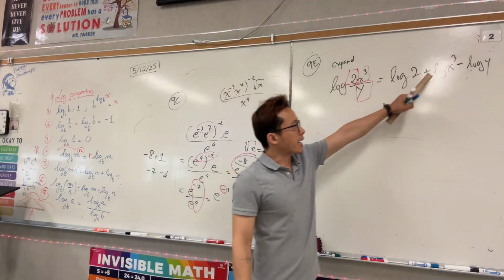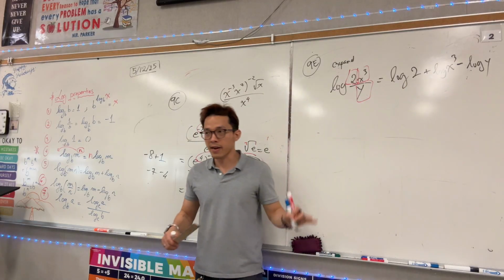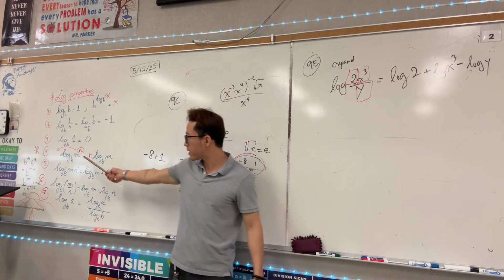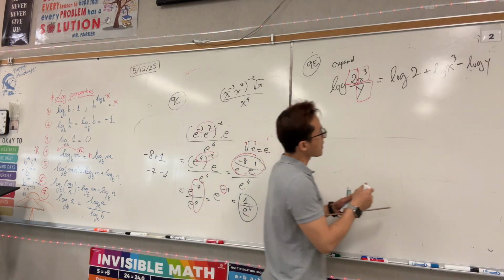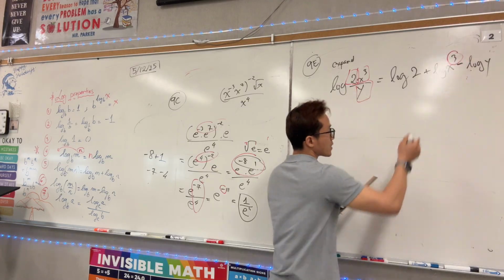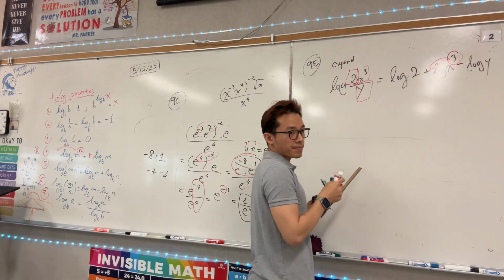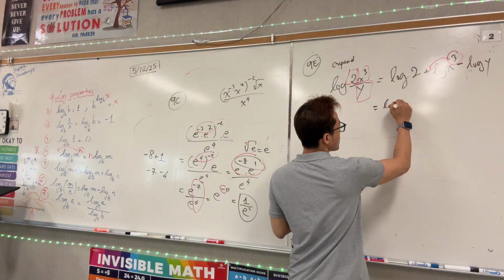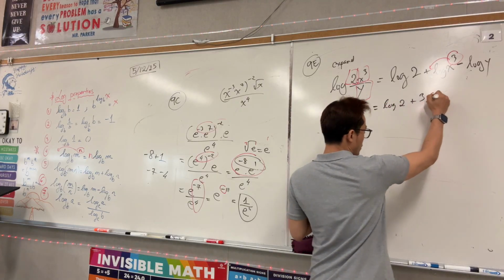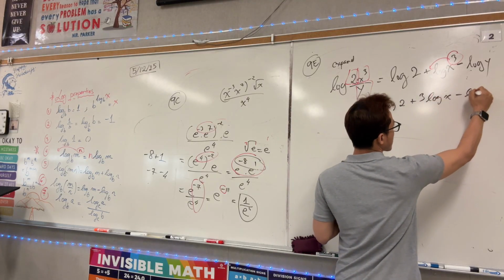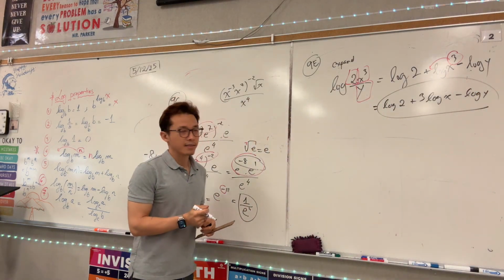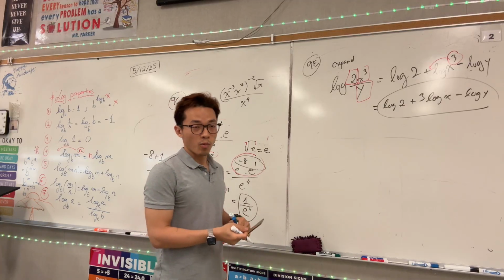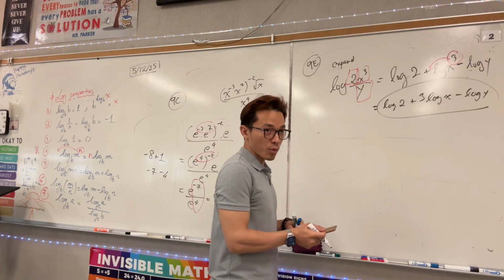But then you need to take care of the power. The very, very powerful and popular log property is you can bring the power to the front. Which one has the power? Log x cubed. So only this one you're going to bring to the front. So it'd be log 2 plus 3 log x minus log y. Not that bad, right? That's it. Do you want to do more? No. If you want to do more, it's going to be wrong.